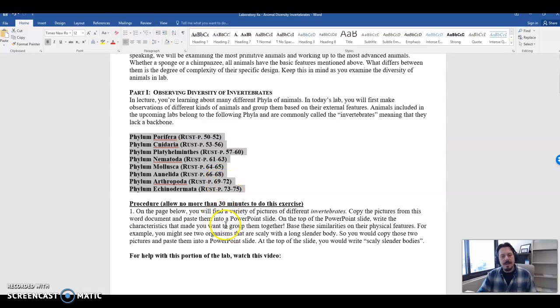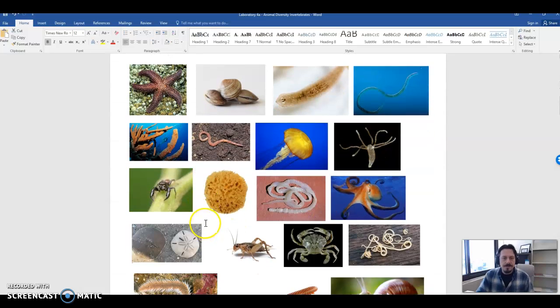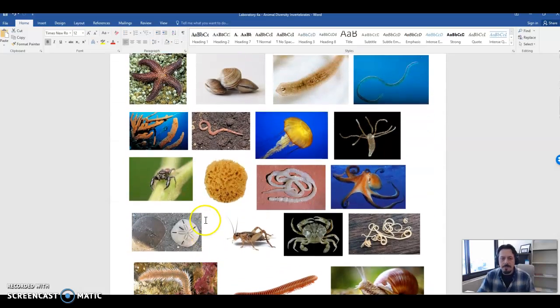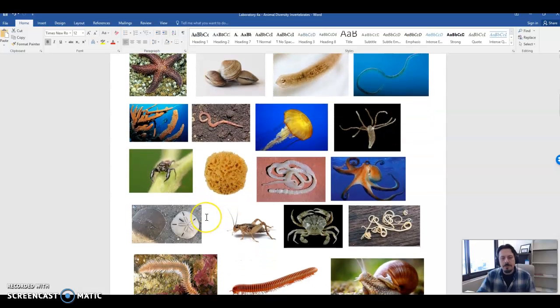But the first thing that we're going to ask you to do is to take a look at these different animals. On the second page of the lab are a bunch of different animals from the different groups. We don't expect that you know what groups these animals belong to, but what we want you to do is to just try to group them yourselves.